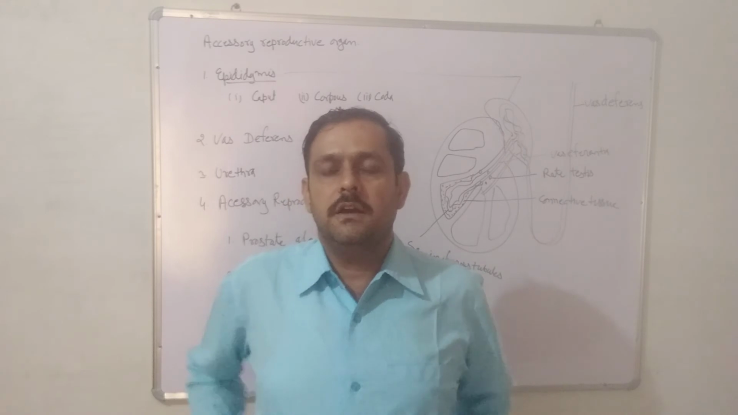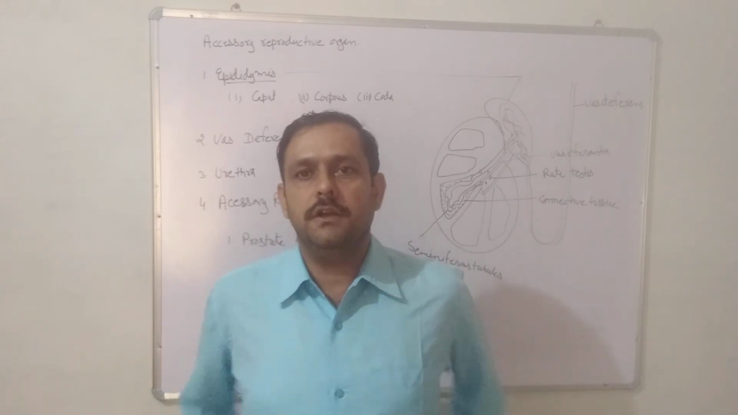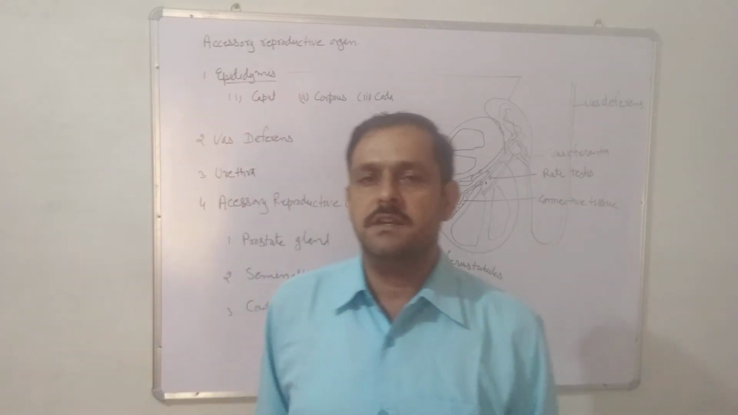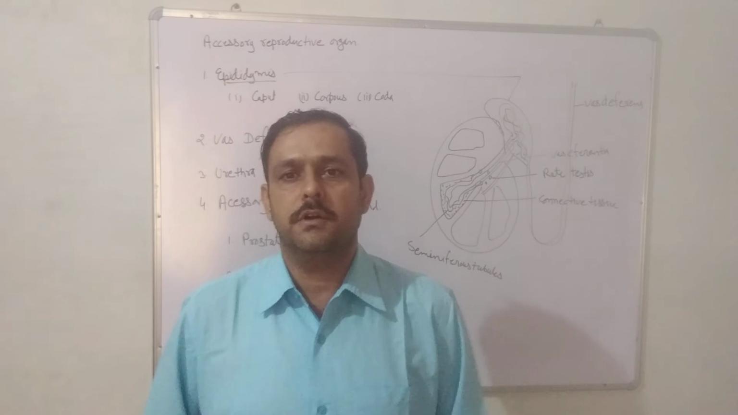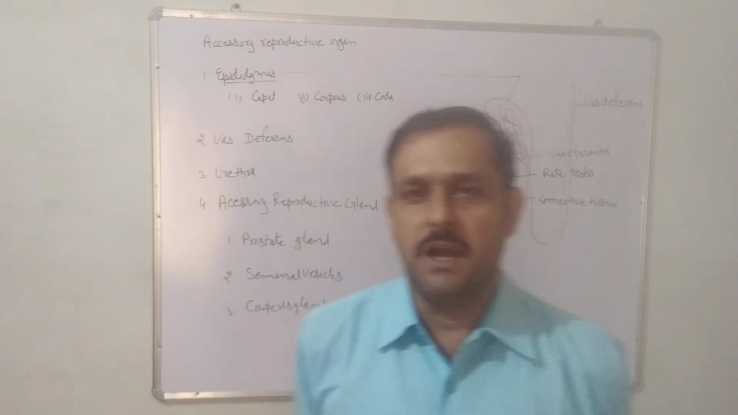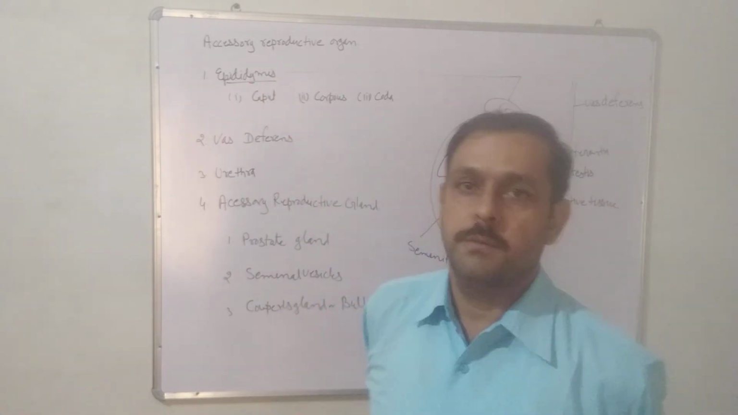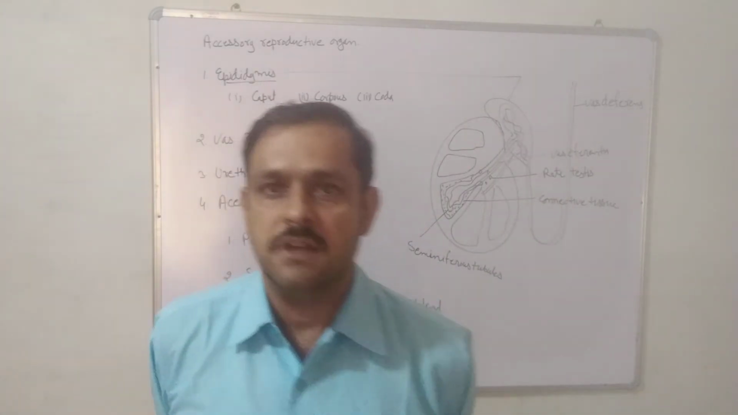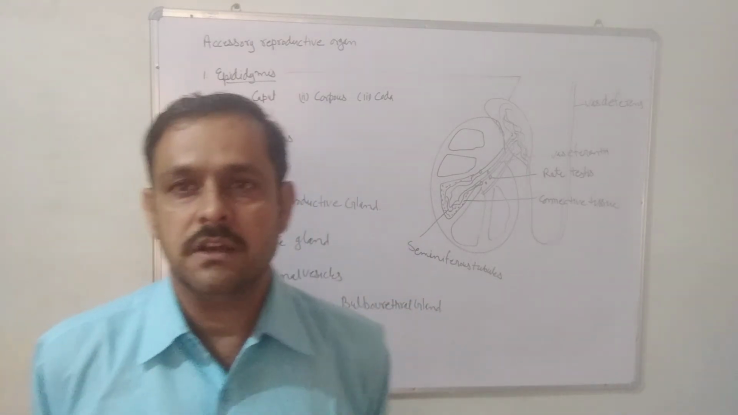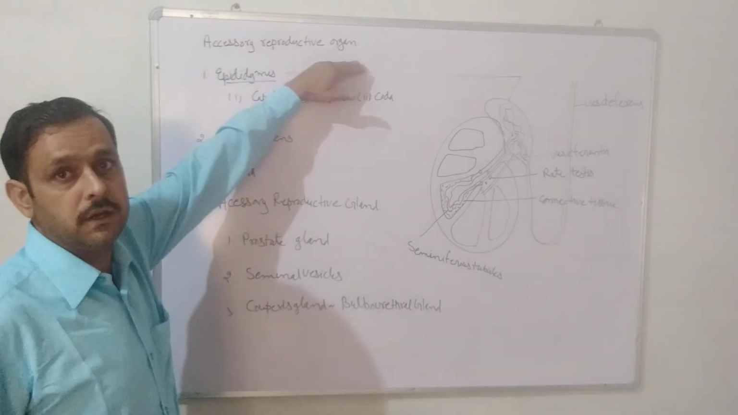We are studying the reproductive system of humans, which we divided into two parts: male reproductive and female reproductive. Yesterday we studied the whole structure of the male reproductive part. In the male reproductive part, there are two parts: first, the primary sex organ, and second, the secondary accessory reproductive organs. The primary reproductive organ is called the testes, and we studied the testes in yesterday's class. Today our topic is the accessory reproductive organs.